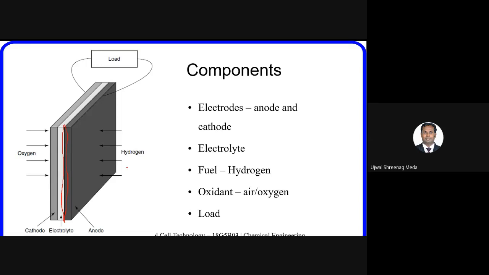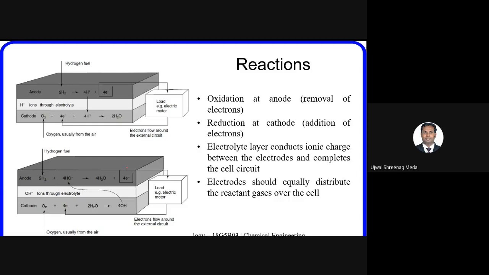For this purpose, the design of the fuel cell, and in particular the electrode, is very important, and the electrode is made highly porous so that the electrochemically active surface area is high. And these are some of the reactions that take place when hydrogen is used as fuel, oxygen is used as oxidant, and the electrolyte is an acid.